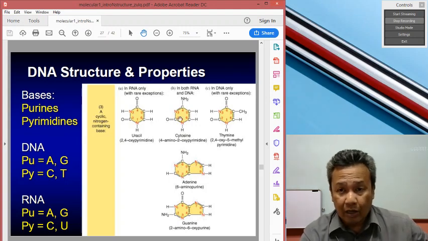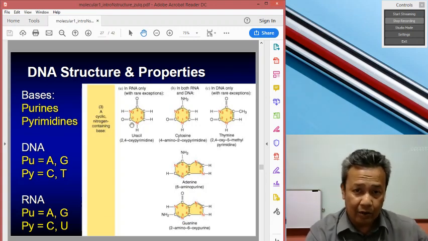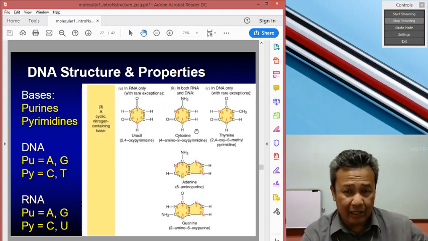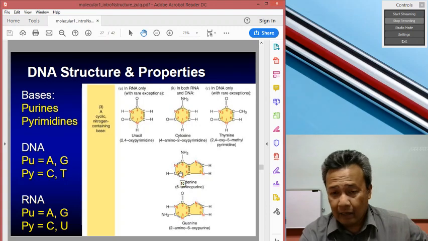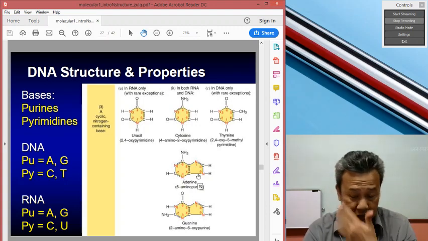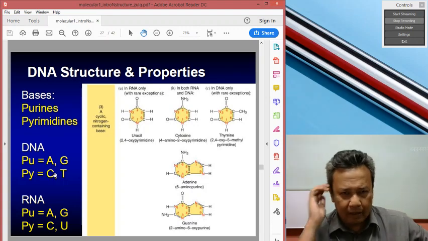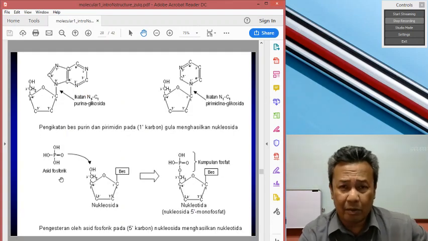In both DNA and RNA, you have cytosine, adenine, and guanine, and then in DNA you have thymine, and in RNA you have uracil. These are the basic structures. You need to understand that the C's and T's are single rings, and then the A's and G's are double rings. And then you have pairing. So these are some of the basics.